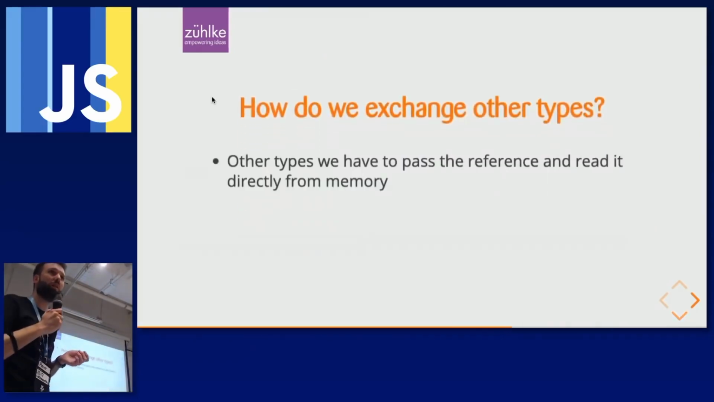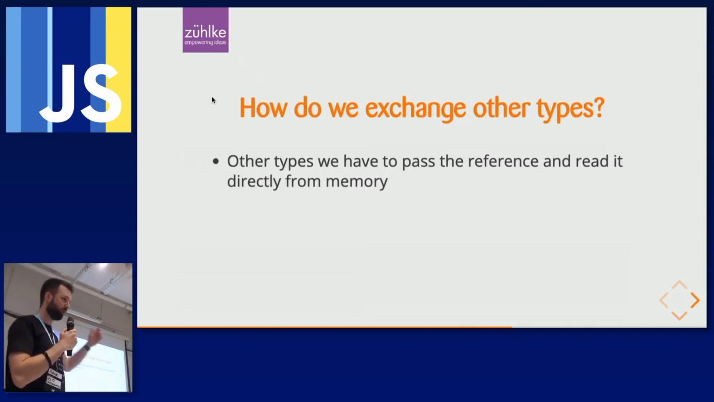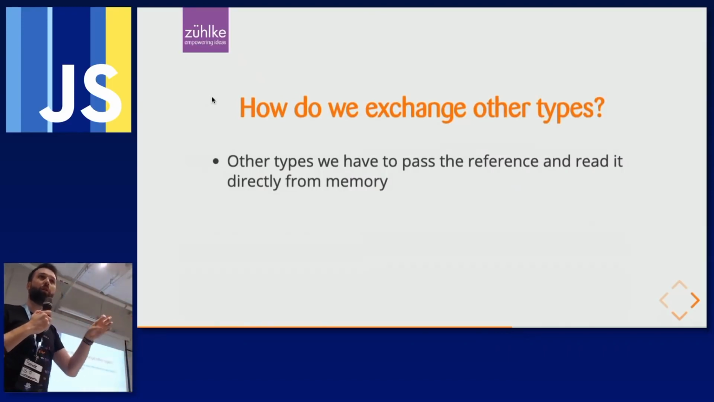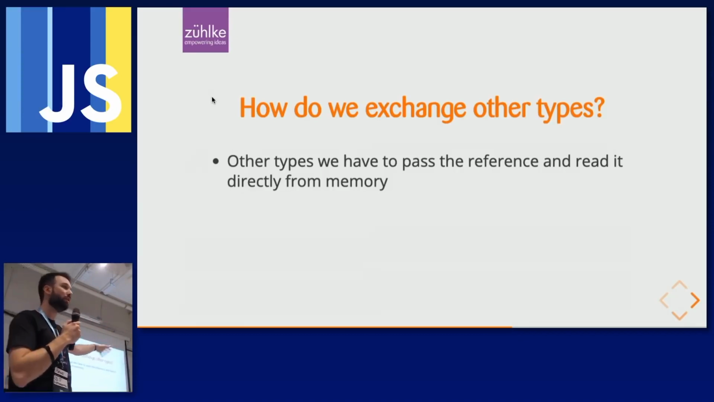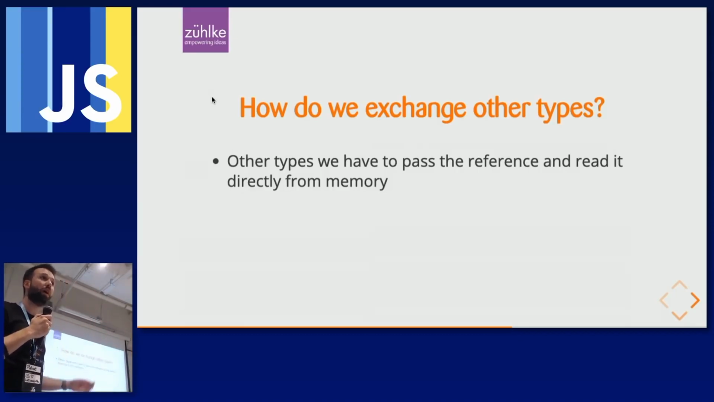So what we do when we want to exchange other types, we are back to pointer arithmetic, right? If we take a Rust example, we would allocate memory for a string in Rust, write that string into that memory, then take the pointer, which is an integer, right? So we send that integer through the interface, get it to JavaScript.